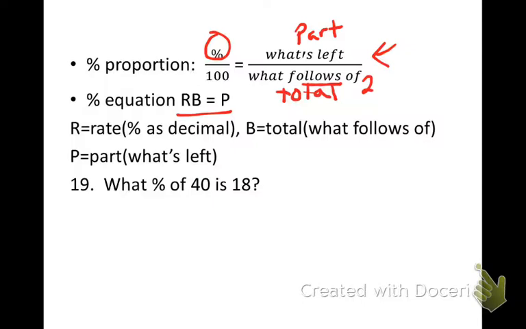And that's where this comes from. The equation: rate is your percent, but you must write it as a decimal. Base is the total, what follows of, and P is the part, and that's what's left in that. So I'll do both of these, or these both ways.